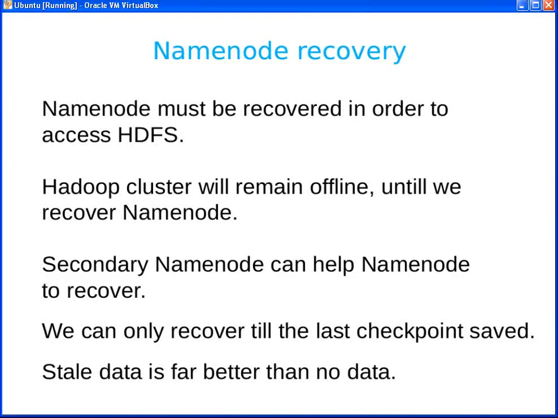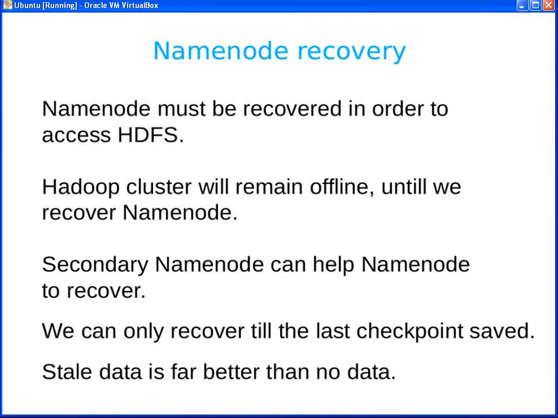So the SecondaryNameNode can help the NameNode to recover. Now the role of the SecondaryNameNode comes into the picture. We can only recover till the last checkpoint saved. What does that mean? It means that suppose I created a checkpoint at 11 a.m. It means that at 11 a.m. I created one copy, one backup of the NameNode metadata.